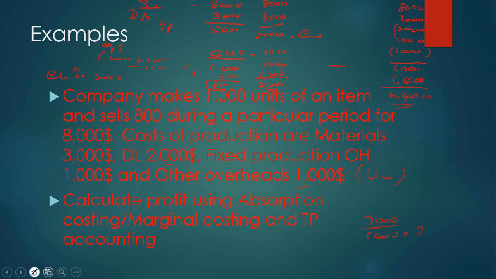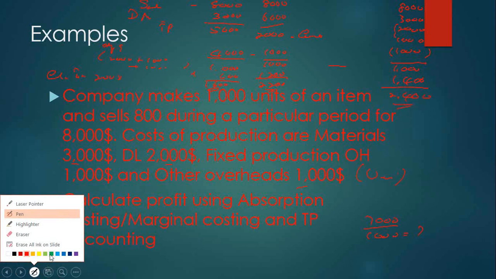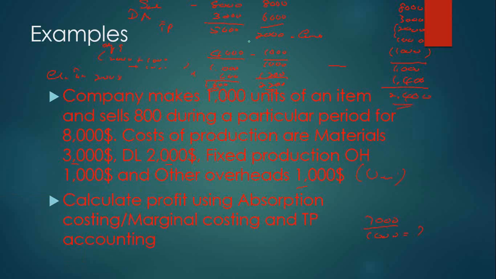And where is the difference coming from? The difference is coming from the valuation of inventory. Up to that point, the 1,000 is the same 1,000. It doesn't change. But the valuation of inventory makes the difference in the three methods.